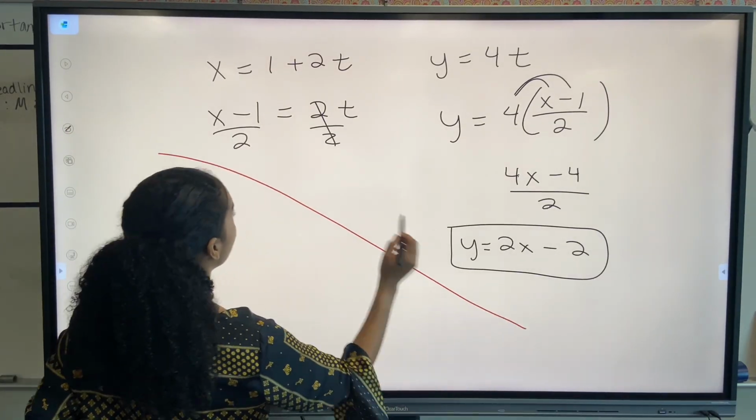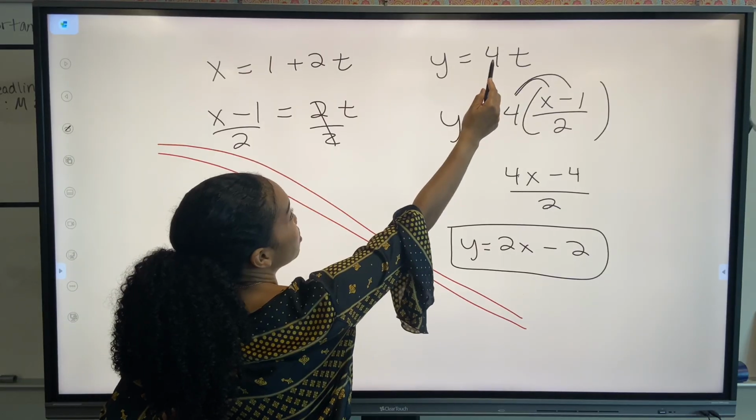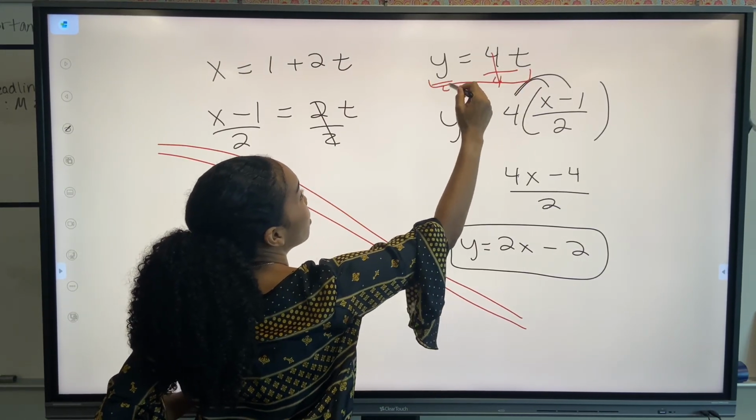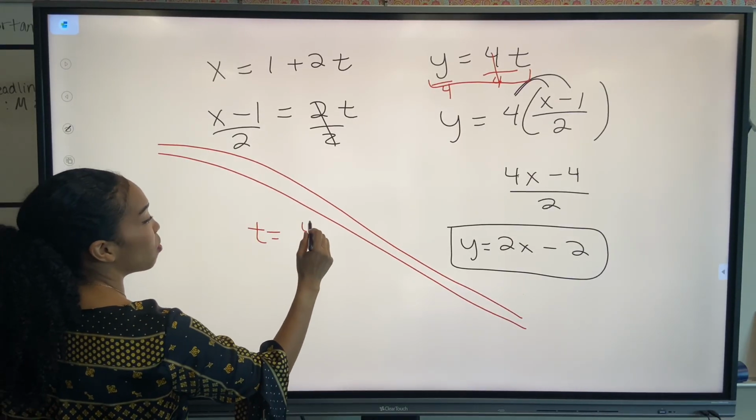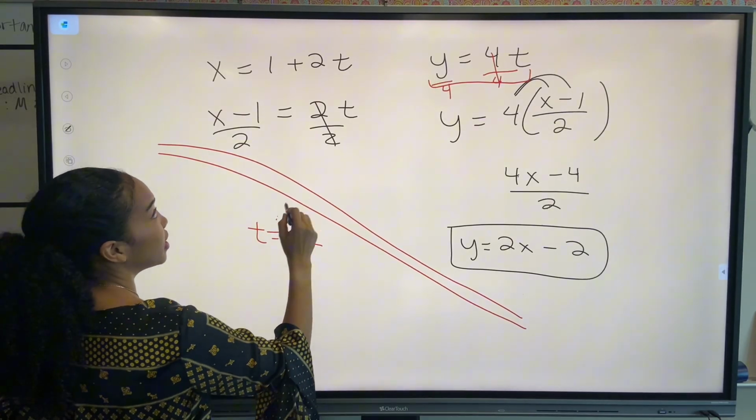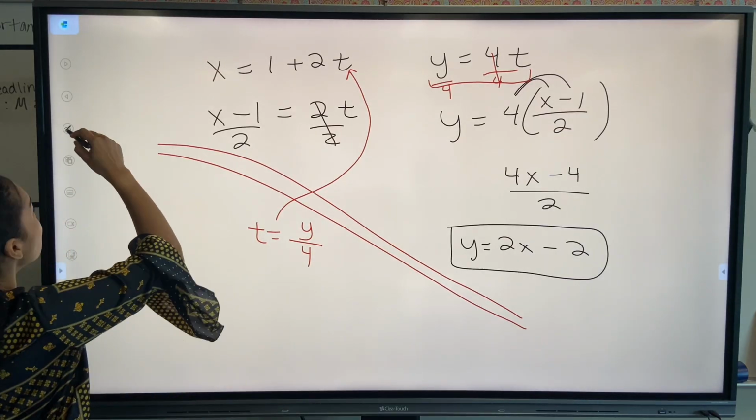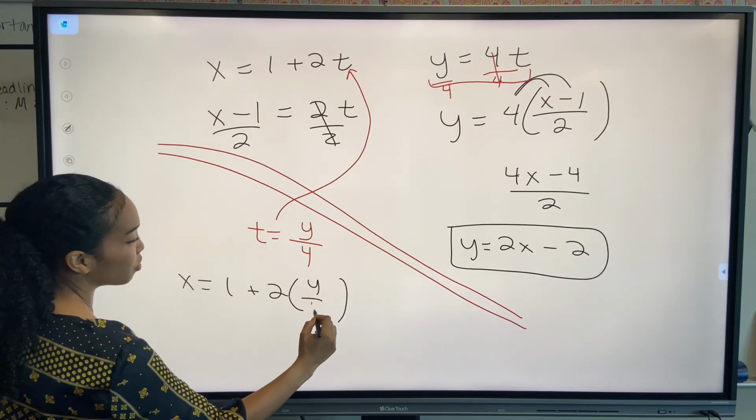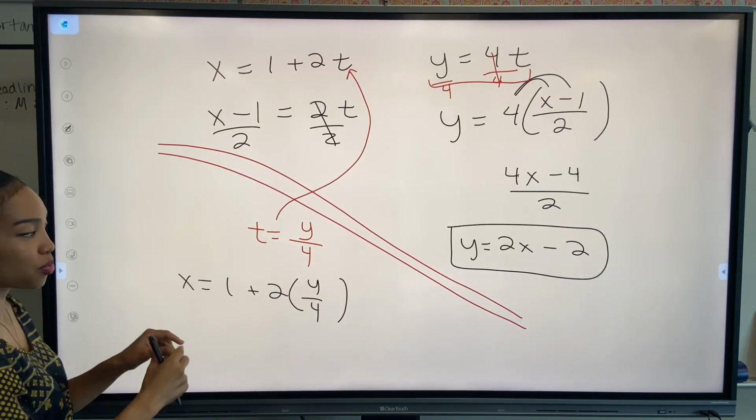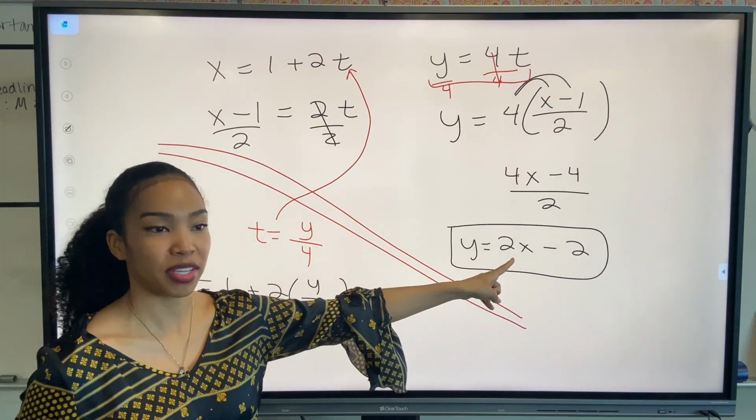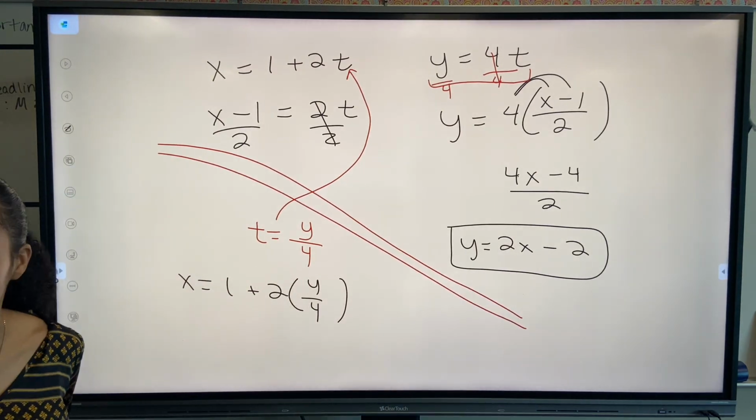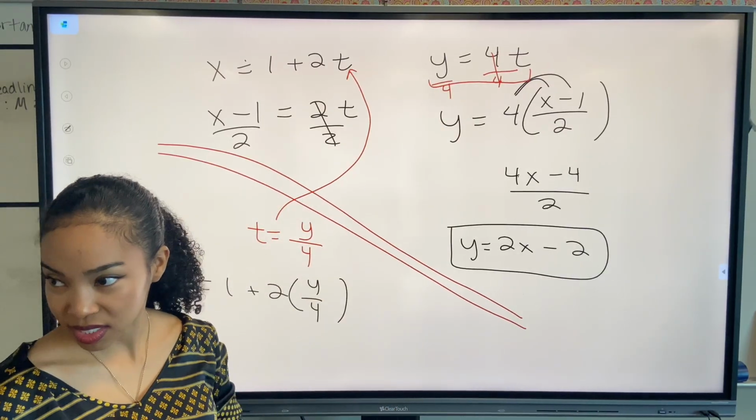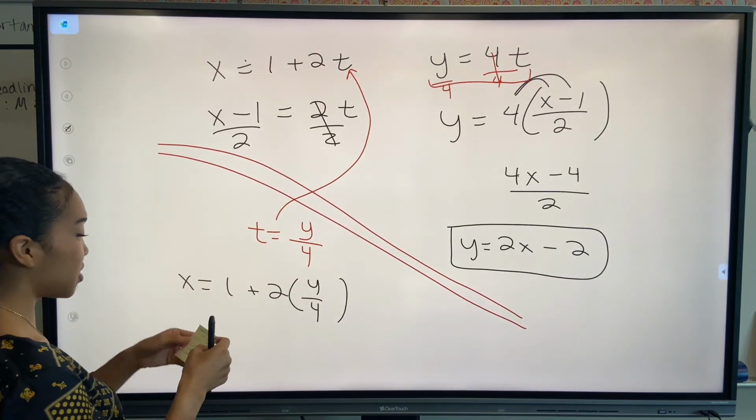The other way you could have done it, you could have solved for t from this equation. So you would divide both sides by 4, so you get t is equal to y over 4. Plug that into this equation. So you have x equals 1 plus 2, and your t is y over 4. And then do algebra to get y by itself. You'll get the same answer. So whichever way you want to do it, you can solve for t from this one or solve for t from this one. Is that okay? Okay. All right, let's do the next example that y'all did.